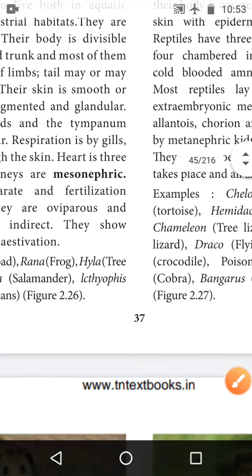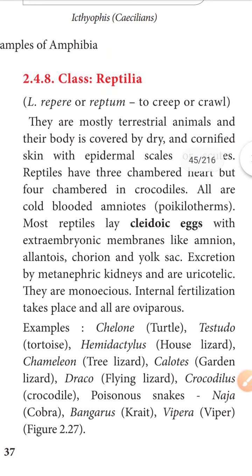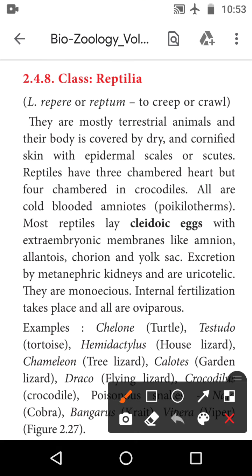Okay, we will see the next one, the reptiles. What is meant by reptiles? Reptiles are mostly the creeping group of animals.